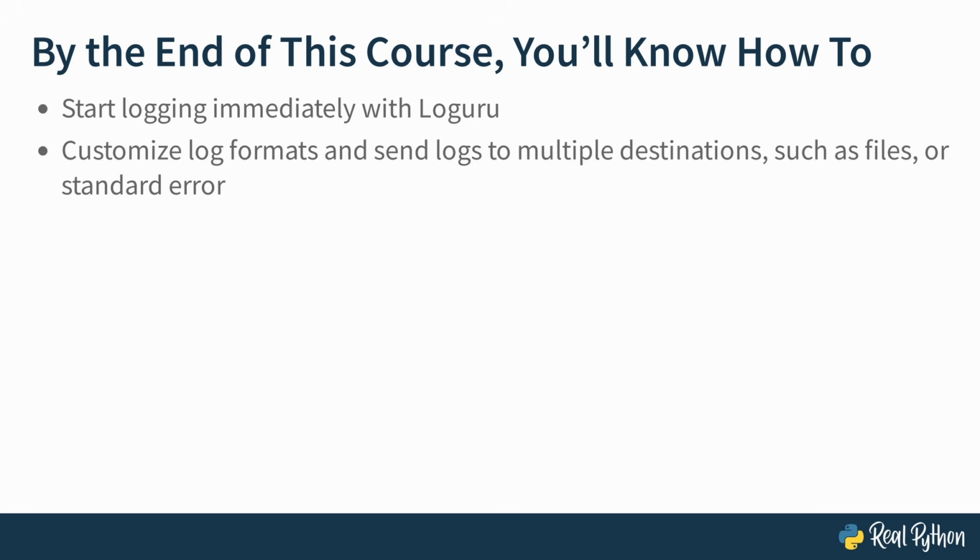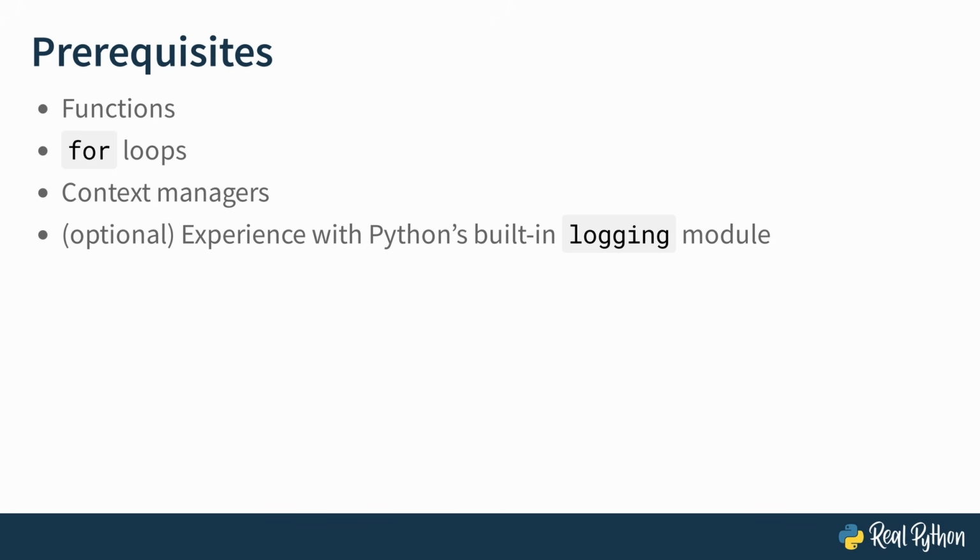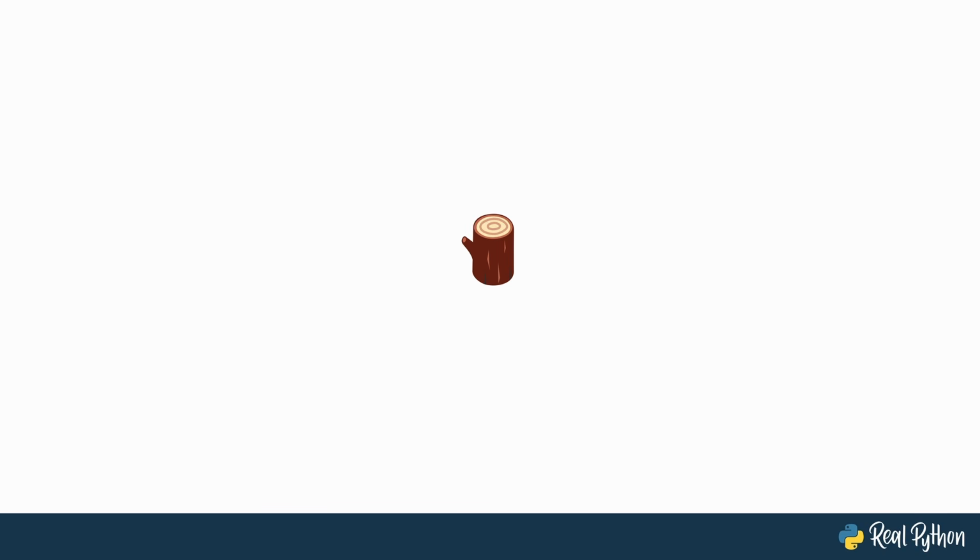To get the most from this course, you should be familiar with some Python concepts such as functions, for loops, and context managers. You might also find it helpful to have some experience with Python's built-in logging module, but this isn't required. So don't worry if you're completely new to logging in Python, because this course will guide you through everything you need to know to get started with Loguru and implement effective logging in your applications. If you ever struggle to understand when your application fails in production, this course will give you the tools to fix that, starting in the next lesson where you'll learn how to install Loguru.